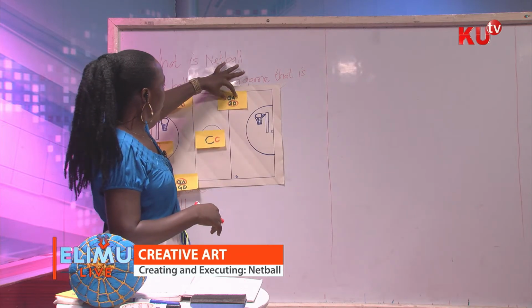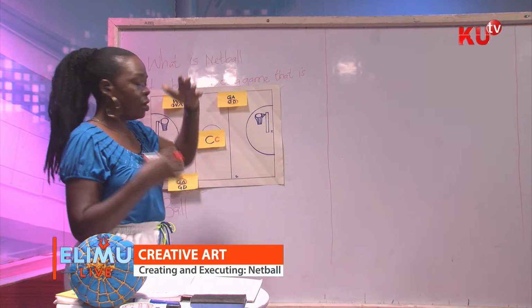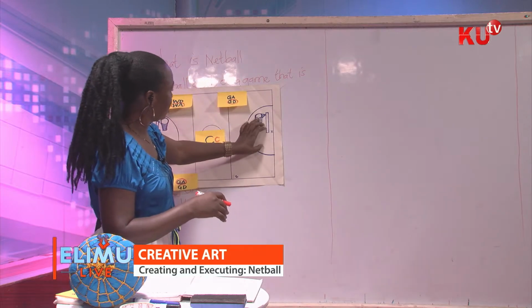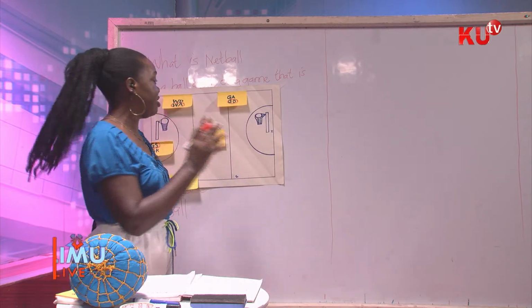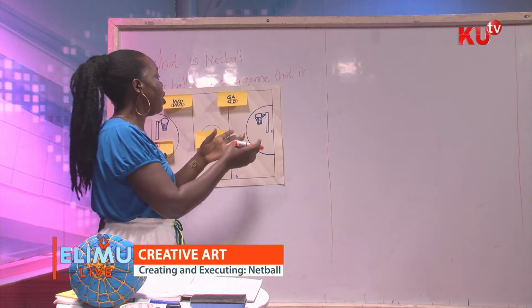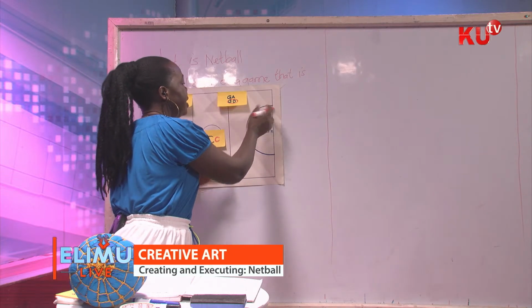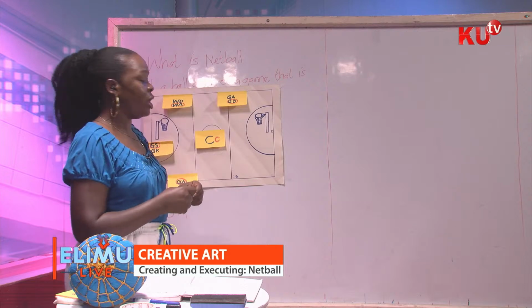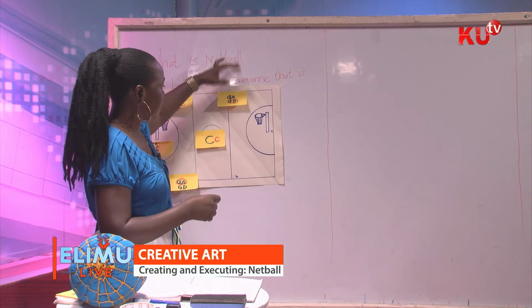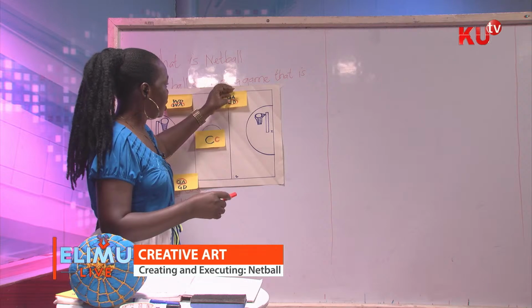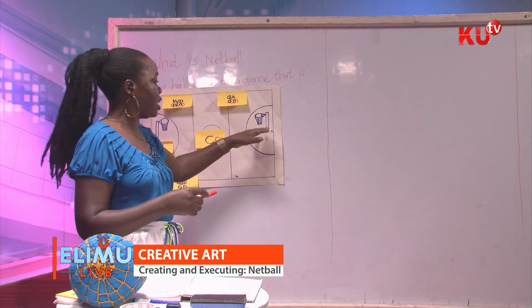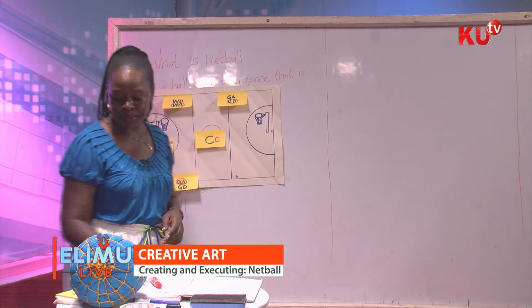Now, this goal attacker also receives the rebounding balls. Sometimes the goal shooter tries to shoot the ball and the ball enters the ring and rebounds back. So if it rebounds back and the goal attacker is able to get it, then she'll pass it back to the goal shooter.